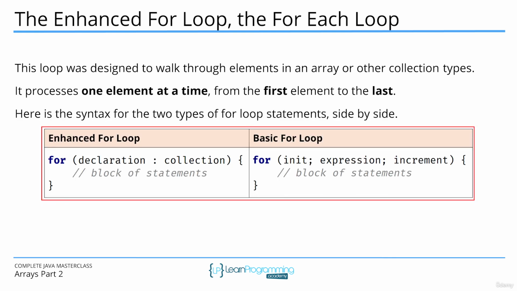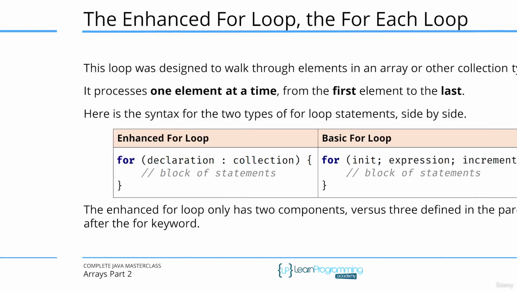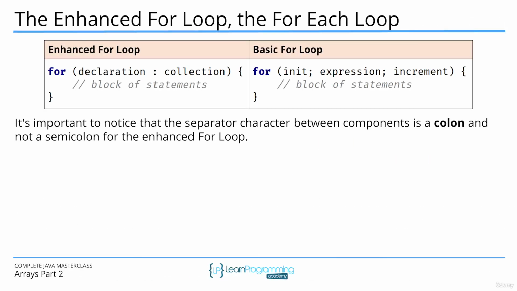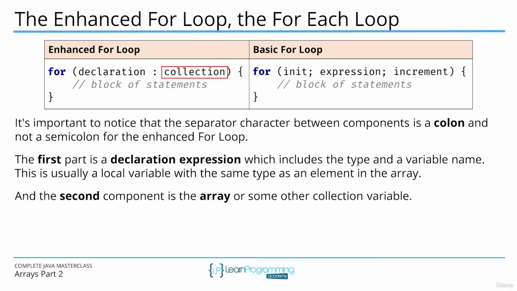Here is the syntax for the two types of for loop statements side by side. The enhanced for loop only has 2 components versus 3 defined in the parentheses after the for keyword. It's important to notice that the separator character between components is a colon and not a semicolon for the enhanced for loop. The first part is a declaration expression which includes the type and a variable name. This is usually a local variable with the same type as an element in the array, and the second component is the array or some other collection variable.